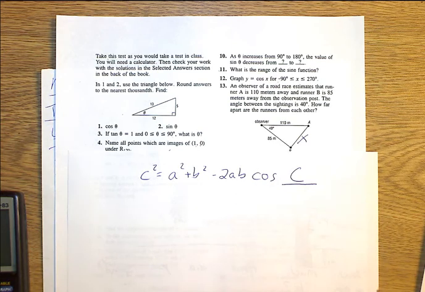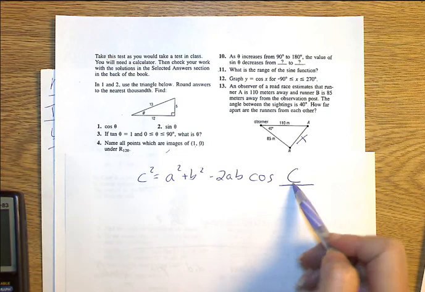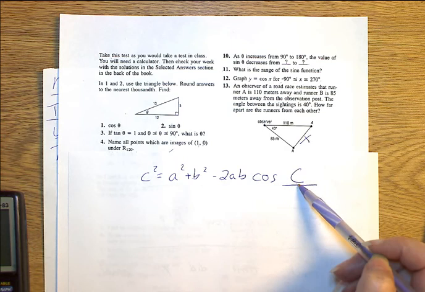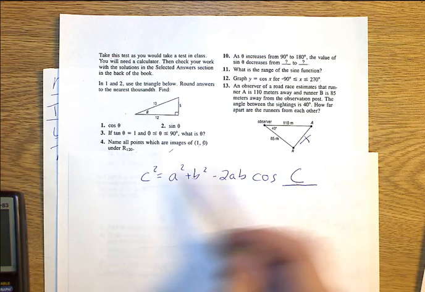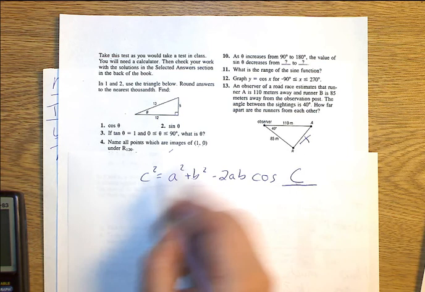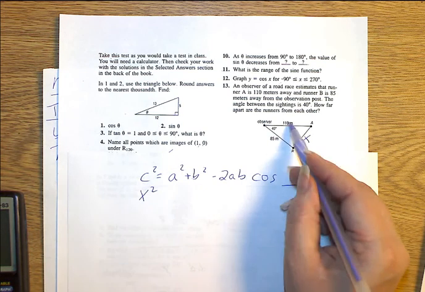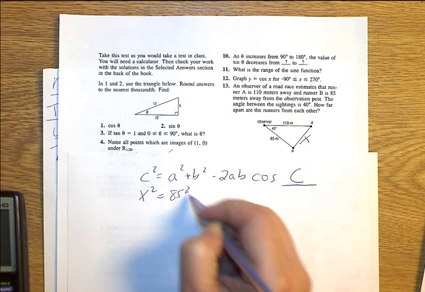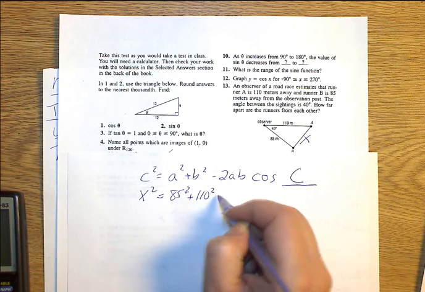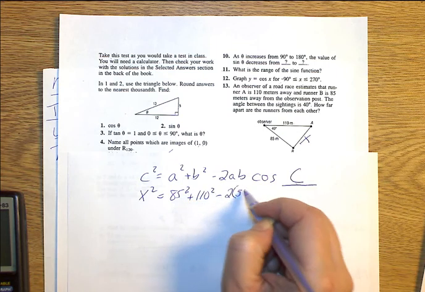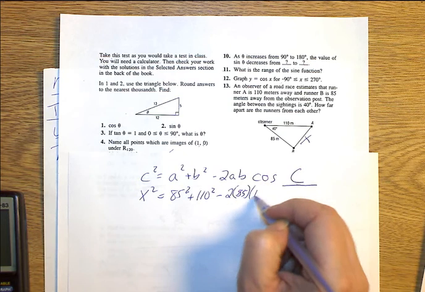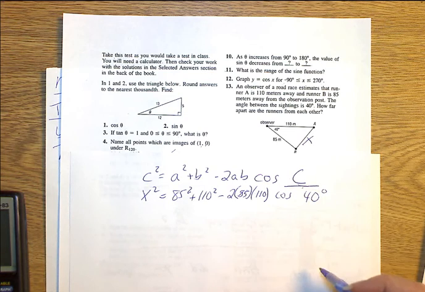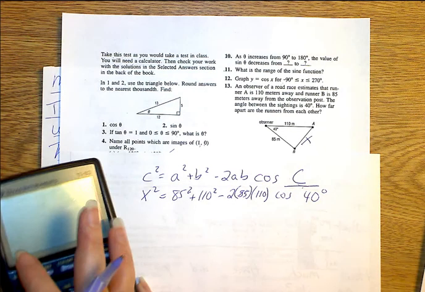The first thing you would have to do is figure out what c is. A and b doesn't matter. So what is big C? 40. And so little c is x. So I'm going to go x squared equals 85 squared plus 110 squared minus 2 times 85 times 110 cos of my 40 degrees. Then you throw this all into your calculator.